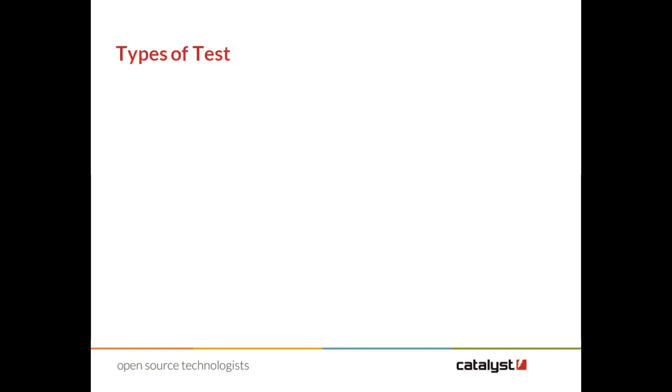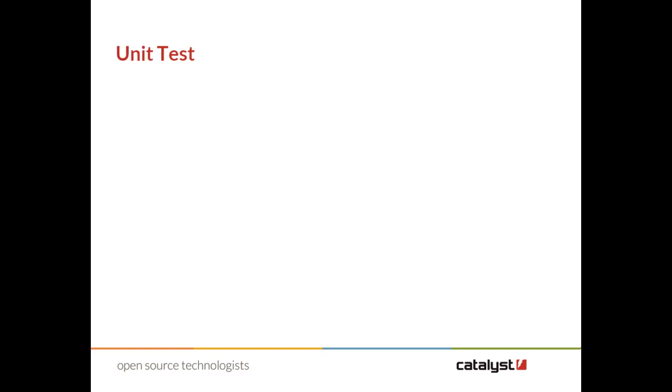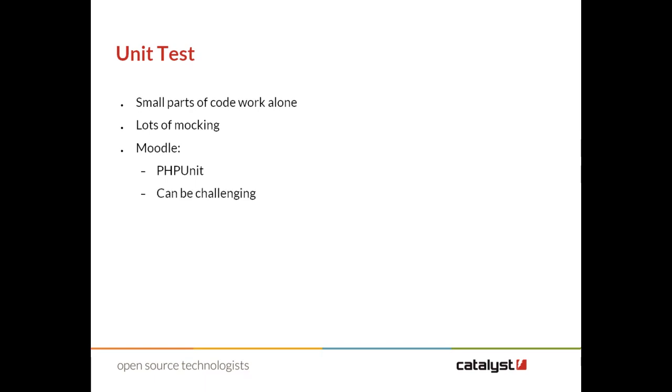Now, types of tests. There is no single correct definition here. It's not important what you call it, but what it does. In any case, let's see some of the common definitions. Unit tests ensure that small parts of the code work by themselves. You may need to do a lot of mocking in order to isolate the functionality you want to test. In Moodle, we are going to use PHPUnit, but it may be difficult to perform some tests as many components and functions cannot be mocked.